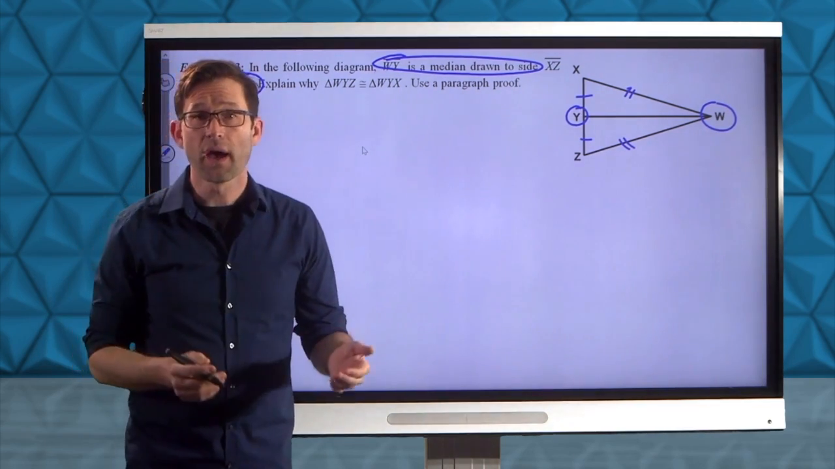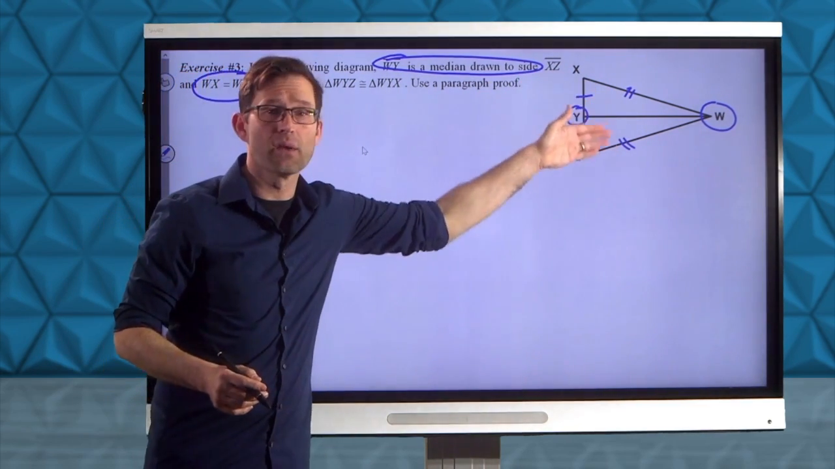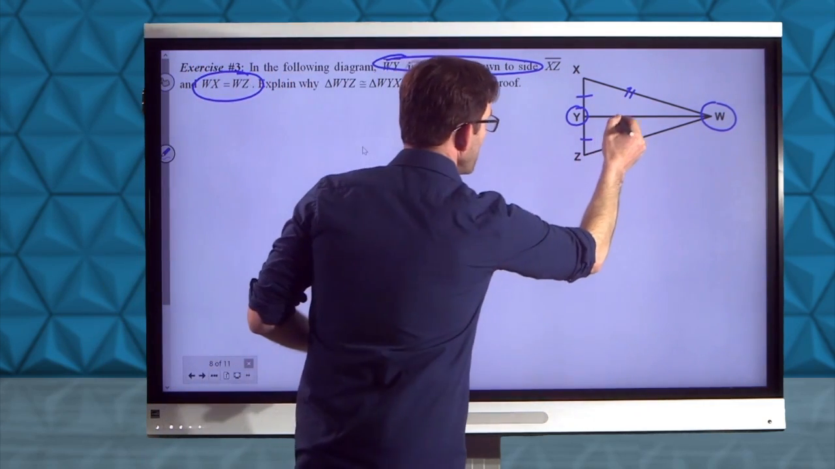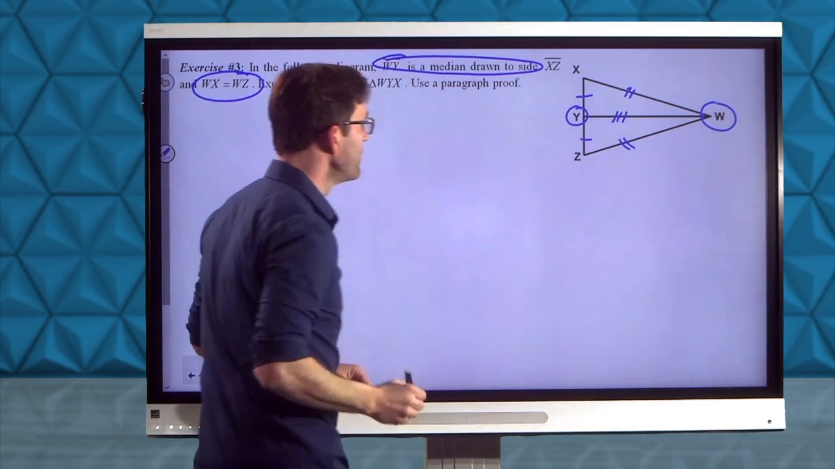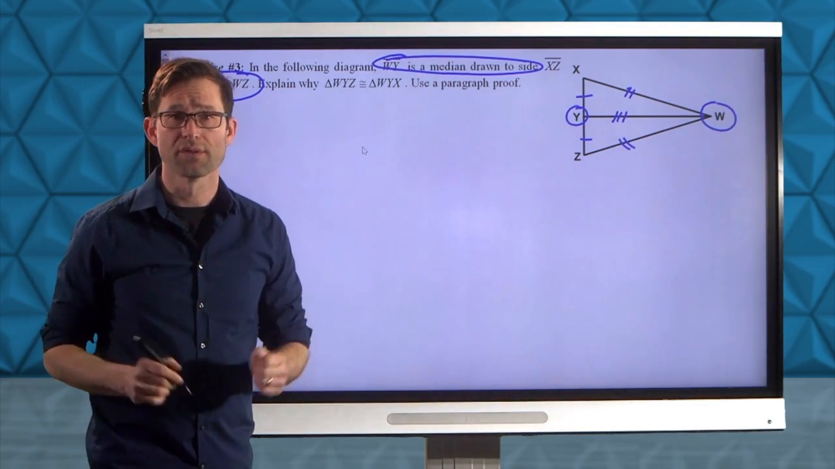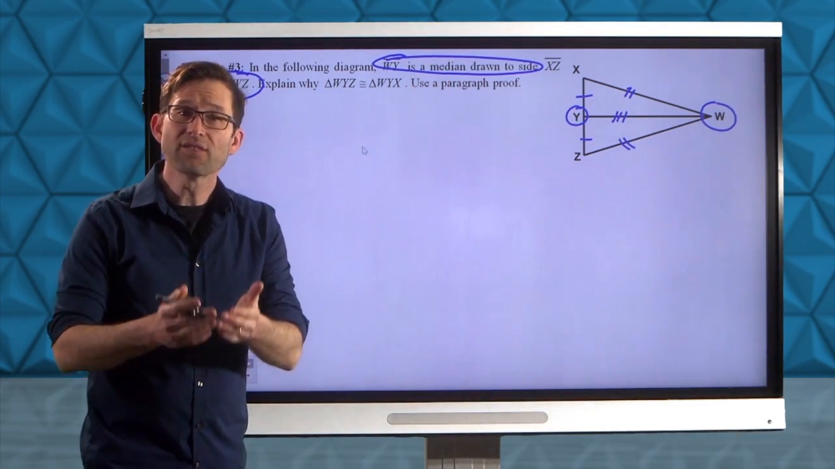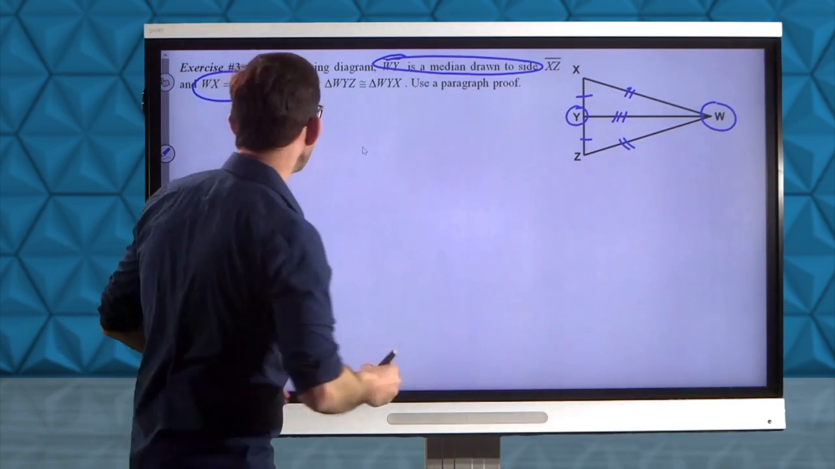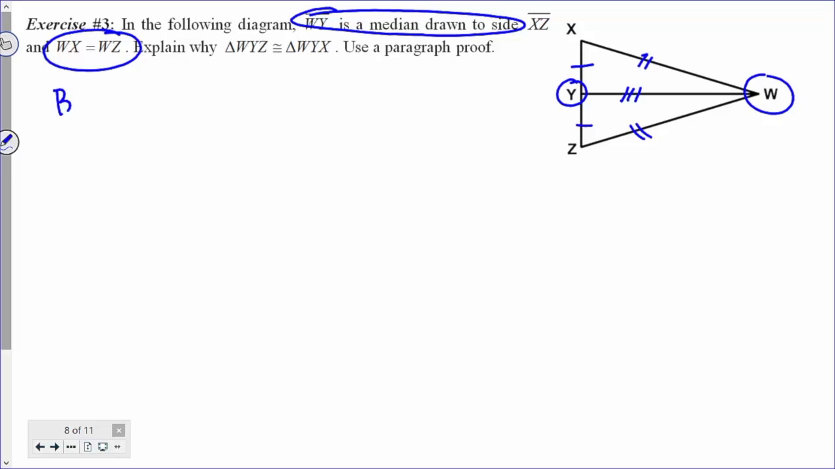And what's the third side? Because that's a side equal to a side equal to a side. The third side is, again, a shared side. That will come up a lot, that WY is a shared side. So let's write out why these two triangles have to be congruent now. And it's not that hard, all right? So let's do it.